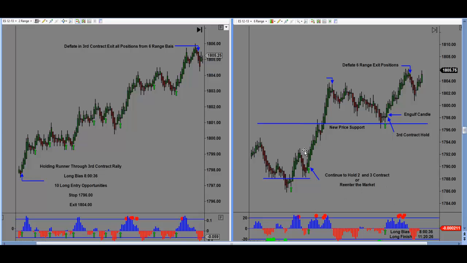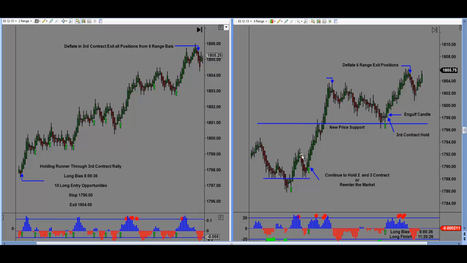Now, I'm going to go over the 6 range opportunity first on how we should have played out this entire movement. You're long biased here. Here's your first, and then the engulfing. Here's your second opportunity. And then we have new price support. So we can see the exhaustion happen here.